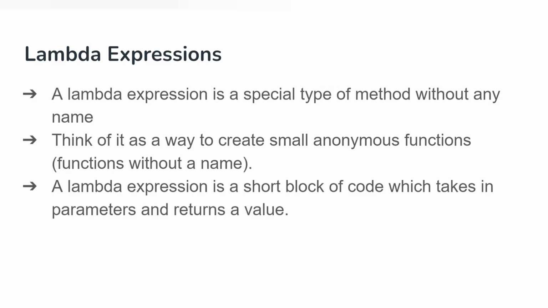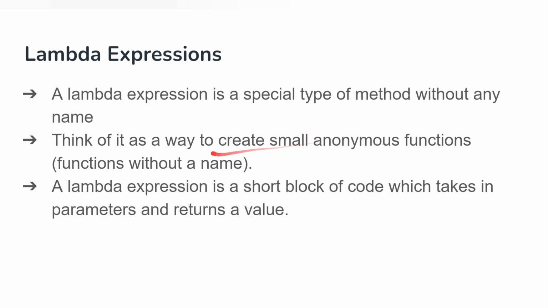In this video, we are going to learn another feature of Java 8, which is Lambda expressions. A lambda expression is basically a type of method without any name. So they are a type of method, but they don't have any name. Think of it as a way to create small anonymous functions.